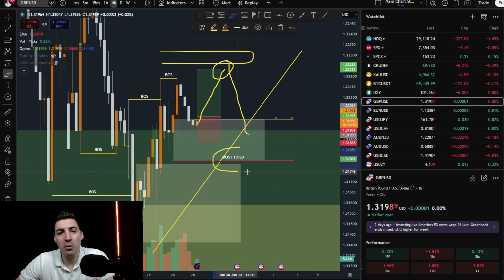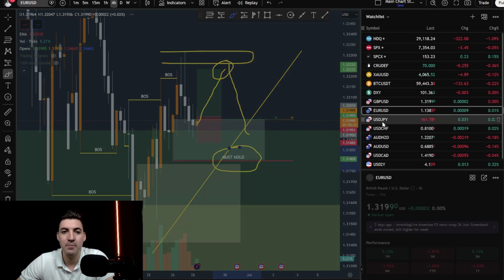But the most important part is that it must hold this area here. If we see the price breach this previous low, then we may see that continuation into the downside, and then I will be looking for those shorting opportunities.